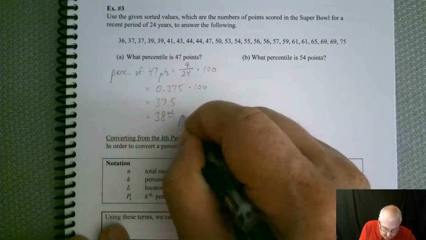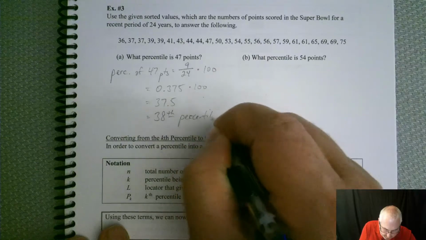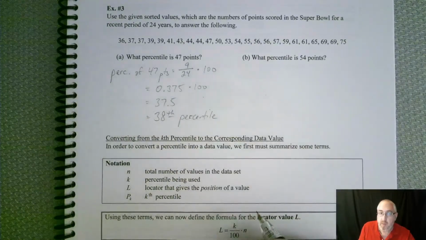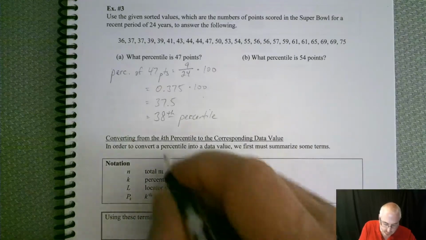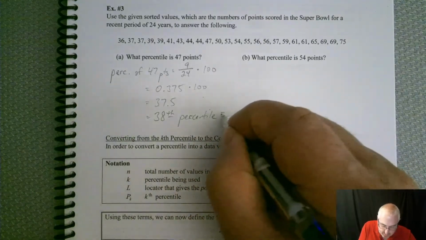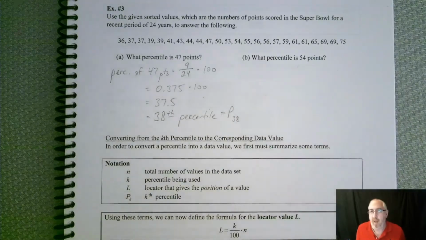So the 38th percentile. Now, a lot of words in there, so we don't like that. We're going to just use the notation form, which is just P38. So that's a lot more succinct.